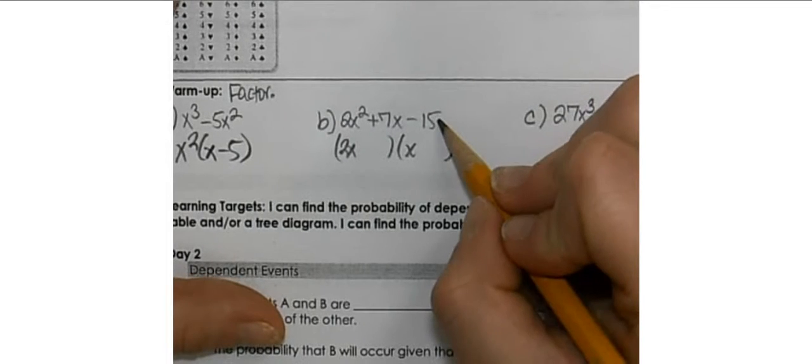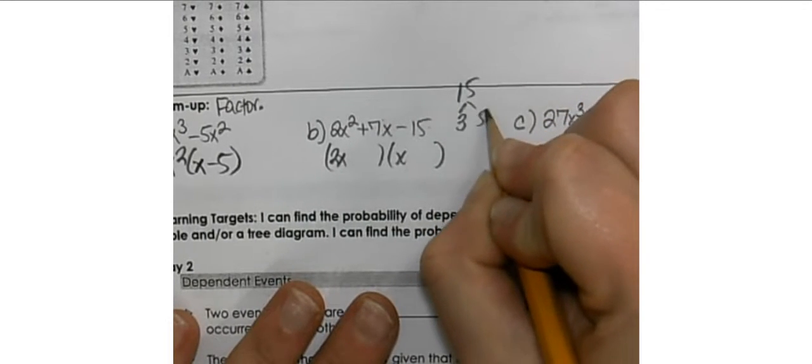For letter B, I'm going to split apart the 2x squared into a 2x and an x. And then I'm going to ask myself, what factors of 15, when working with the factors of 2, will give me a 7? Whenever I think of the number 15, I always think of 3 and 5. So I'm going to do a little bit of guess and check. I'm going to multiply 2 times 3, and I end up with 6. And 1 times 5 is 5. 6 and 5 will either give me an 11 or a 1. So that tells me that I need to come up with a different approach.